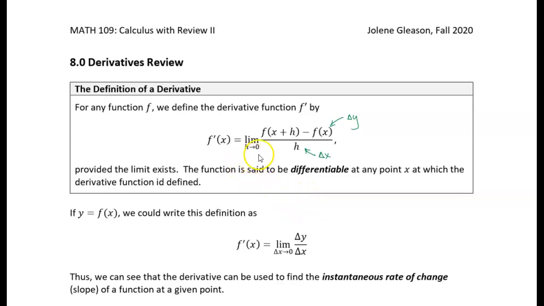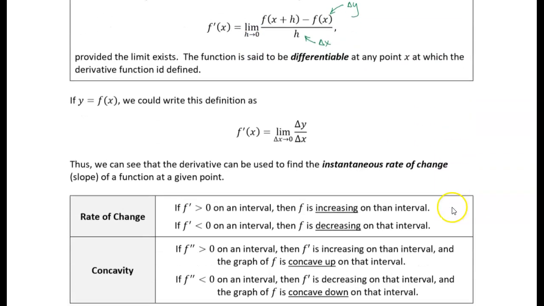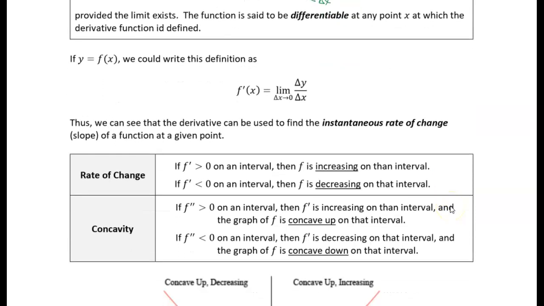And it's just that we're allowing the change in x to get smaller and smaller. So we're taking the limit as that change in x goes to 0. Okay, and that gives us the instantaneous rate of change of a function. Okay, so this is something that's not new to you. I'm sure you went into this in depth in 108. So the rate of change is the instantaneous rate of change, which is also the slope of the function.